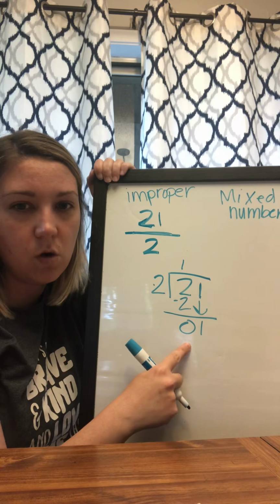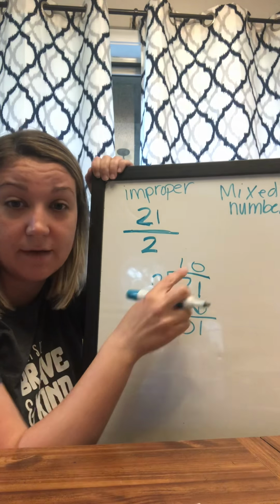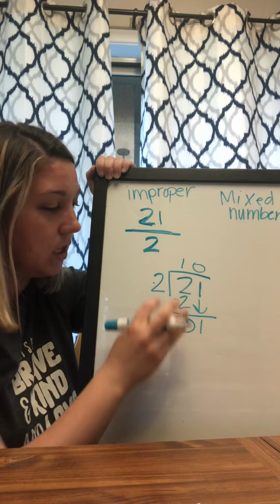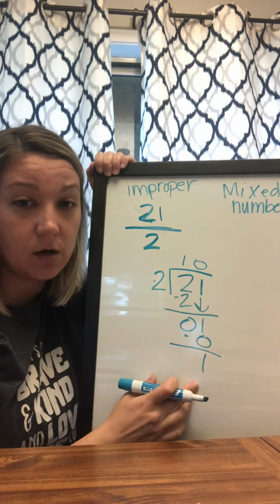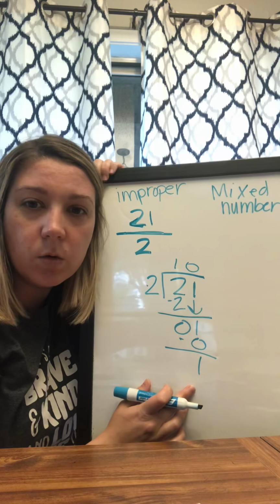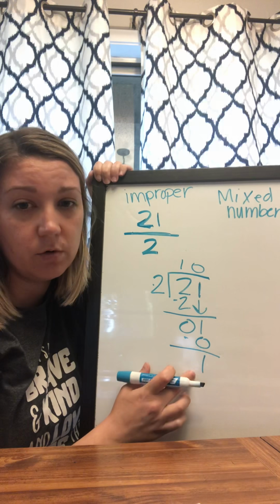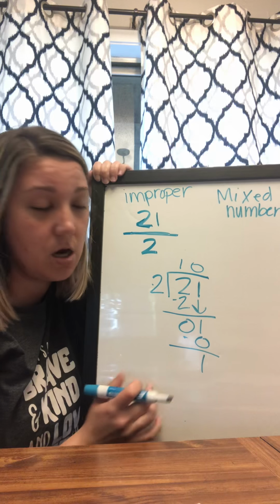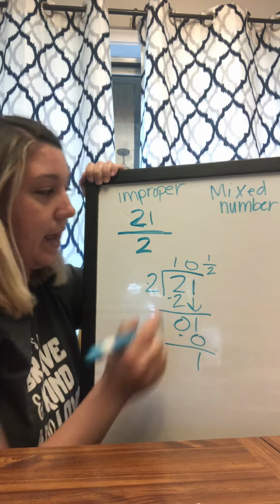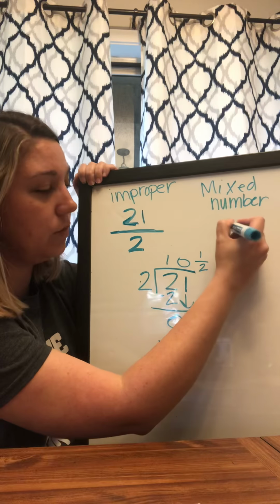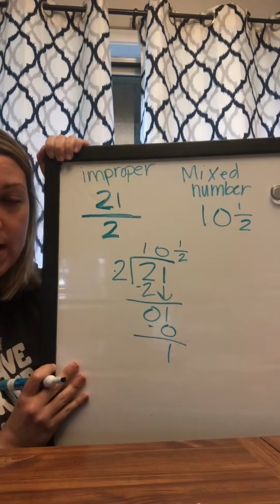Can 2 go into 1? No. You have to say that. You can't just keep going. You have to document that it goes into there 0 times. 2 times 0 is 0. We've brought all of our numbers down, and we have a remainder. Remember, when we have a remainder and we're working with fractions, this is now our numerator, and our divisor is our denominator. So we have 10 and 1/2. So 21/2 is the same as 10 and 1/2, okay?